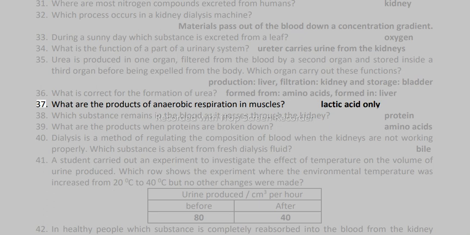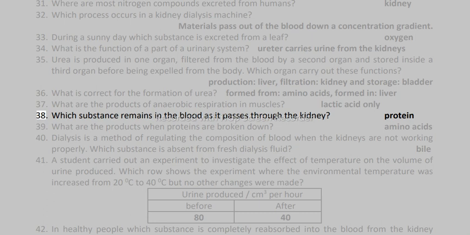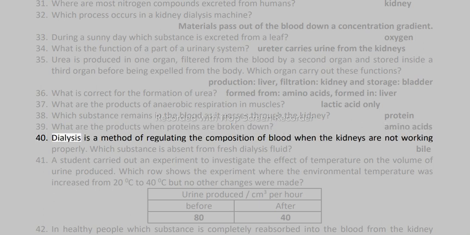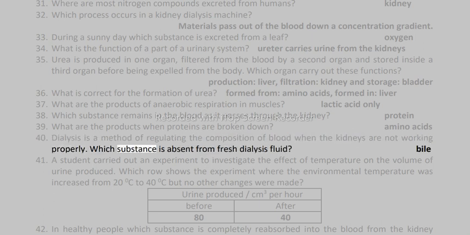37. What are the products of anaerobic respiration in muscles? Lactic acid only. 38. Which substance remains in the blood as it passes through the kidney? Protein. 39. What are the products when proteins are broken down? Amino acids. 40. Dialysis is a method of regulating the composition of blood when the kidneys are not working properly. Which substance is absent from fresh dialysis fluid?